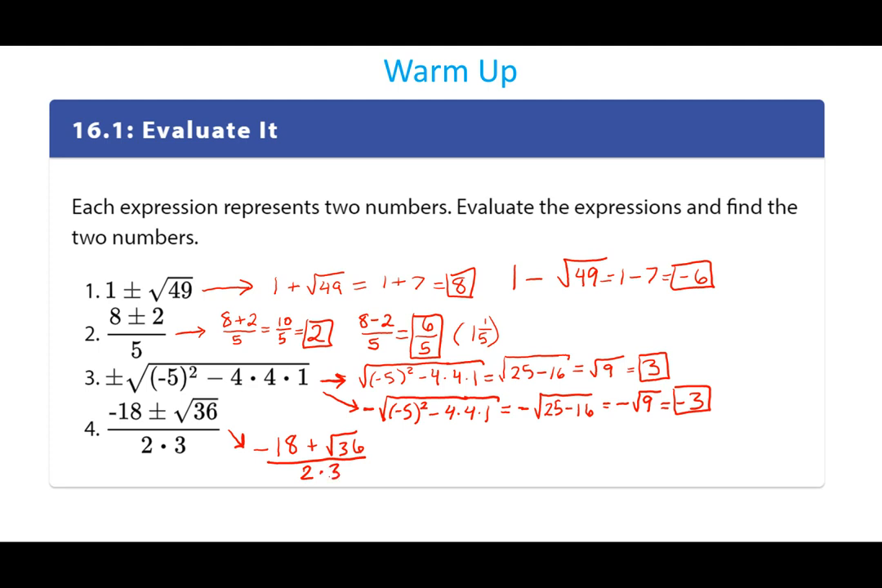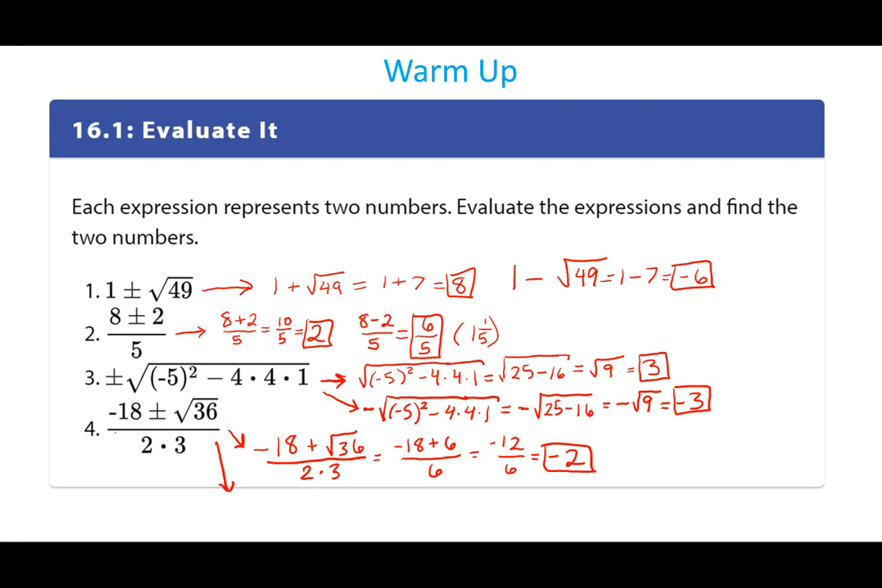2 times 3. So negative 18 plus, and then the square root of 36 is 6 because 6 squared equals 36. 2 times 3 is equal to 6. So now we have negative 12 over 6. Remember that our fraction means division of the numerator divided by the denominator. So we get negative 2.